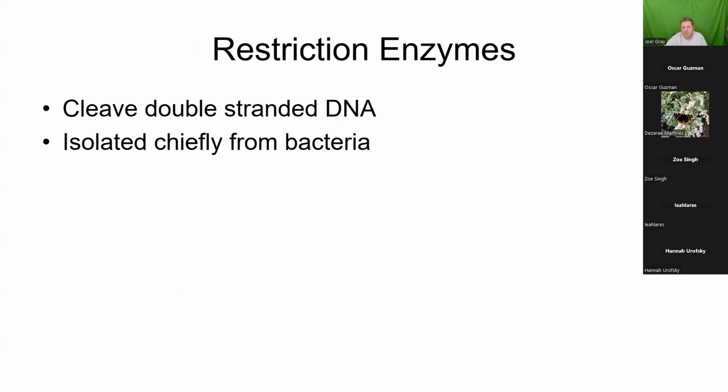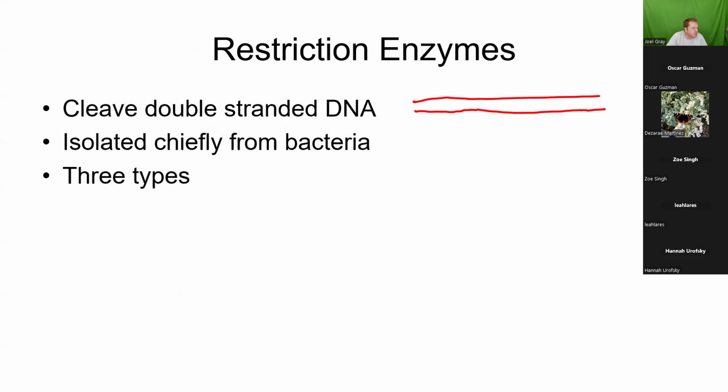There are 3 types that you need to be familiar with. And these types all relate to what they're cutting, so what they're cleaving. Now, with that in mind, here's my double-stranded piece of DNA. So those red lines correspond to my phosphodiester backbone. The blue lines here represent my nitrogenous base pairs.